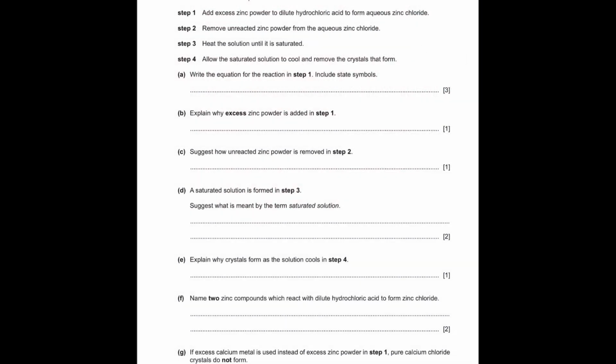So here is question 4. In question 4, the student wants to make zinc chloride crystals. Here are the steps. In step 1, he is adding zinc powder to dilute hydrochloric acid to form zinc chloride.